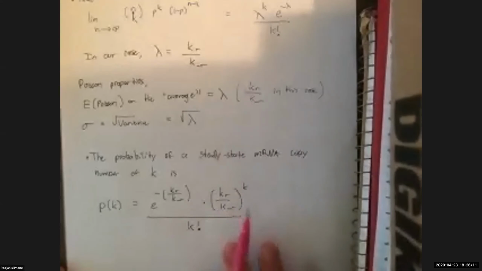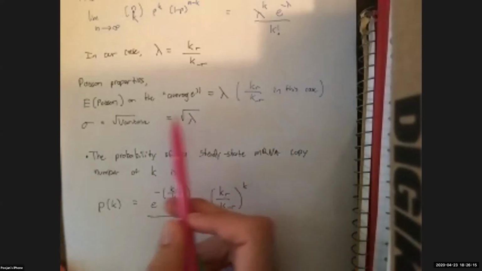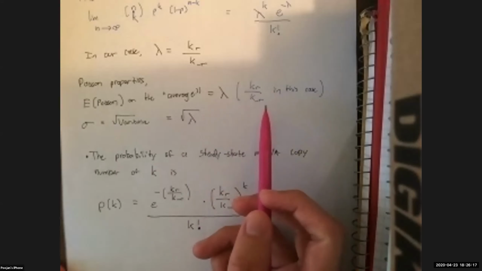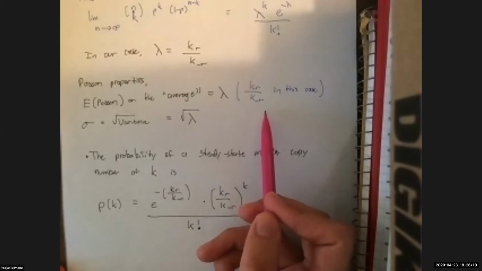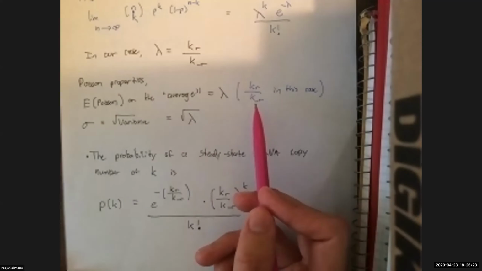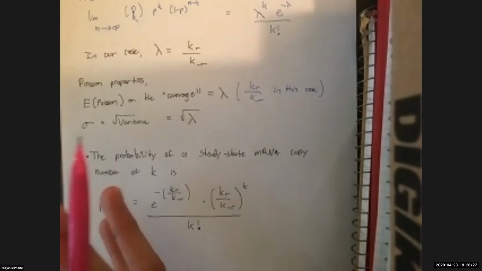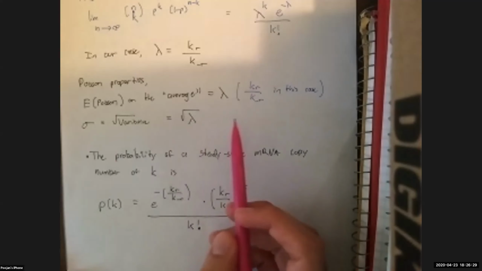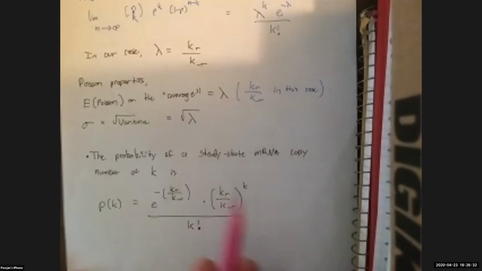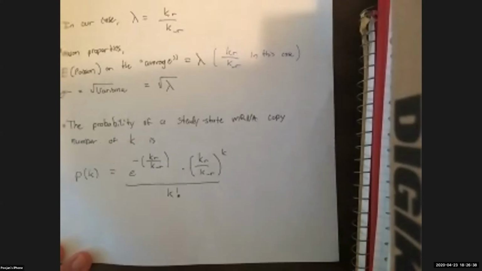Also, as discussed in class, there are some pretty interesting properties of the Poisson distribution. The first is that the average is equal to lambda, which in this case is kr over k negative r. As you saw in part 4a of this problem, this is equal to the steady state number of mRNA molecules. Additionally, the standard deviation of this distribution is the square root of lambda, which would be the square root of this value as well.